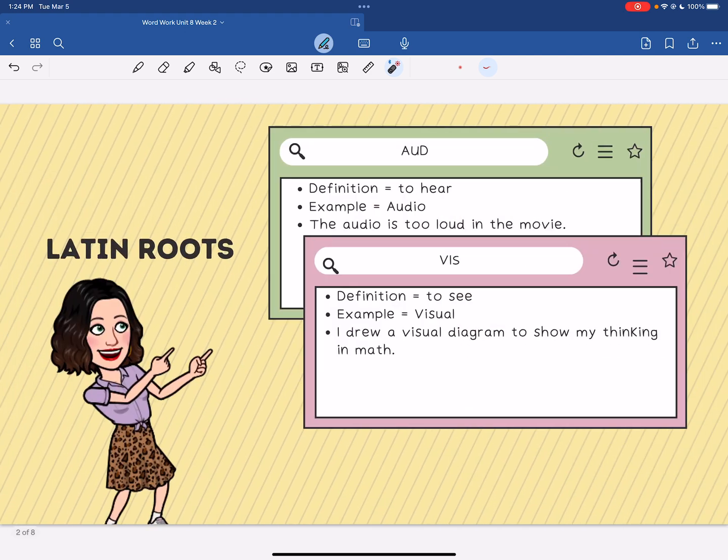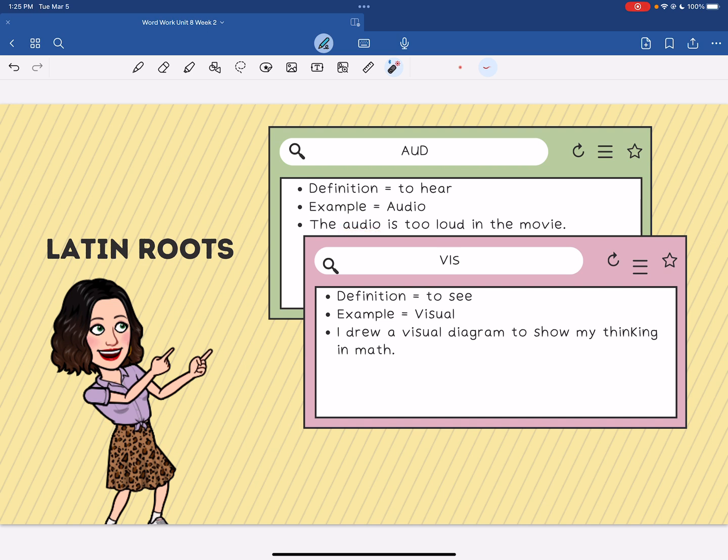So the first root word we're talking about is aud. Now, A-U-D, aud, means to hear, as in the word audio. The root word aud is in the very beginning of the word audio, as in the audio is too loud in this movie.